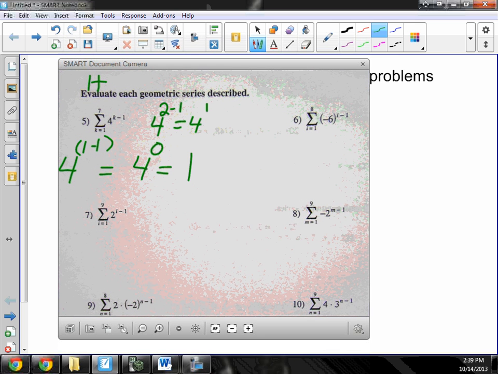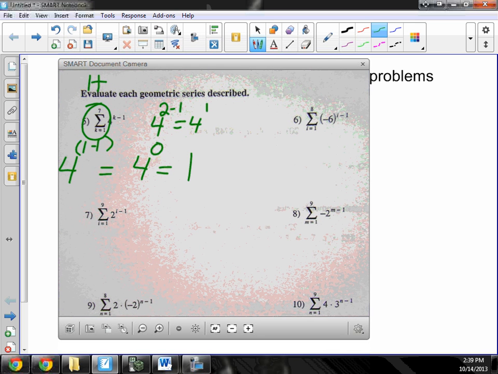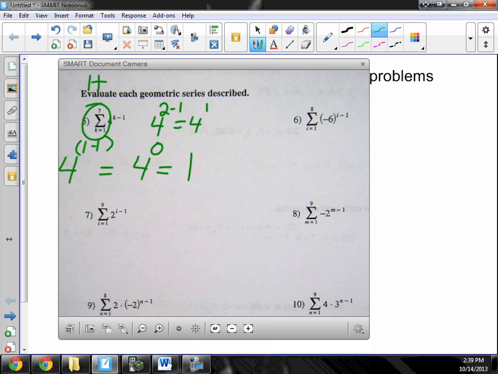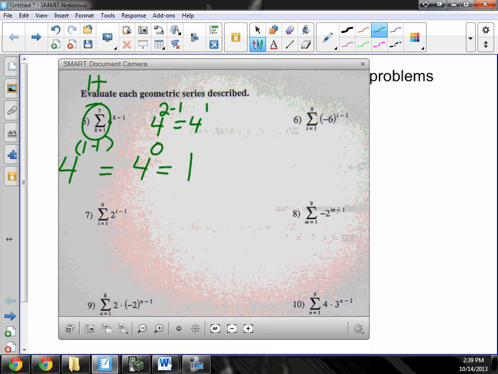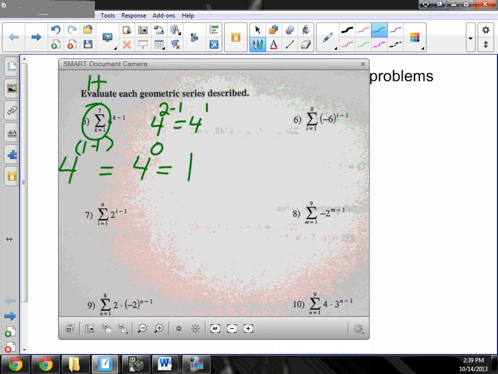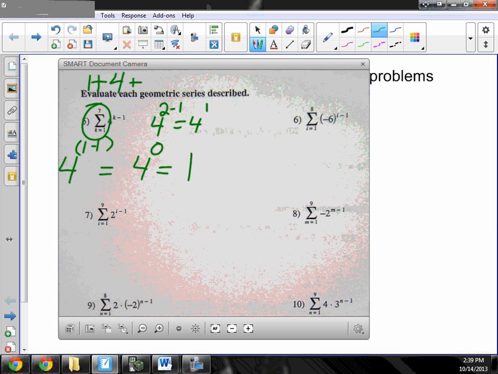Well, that's what this says. It says plug in every number from 1 all the way up to 7. So plug in 1, then 2, then 3, then 4, all the way up to 7. So I plugged in 1, and I got a 0, which gave me 4 to the 0, which is 1. So I plug in 2. 2 minus 1 is 1, and 4 to the first is 4, plus, what's the next one going to look like?